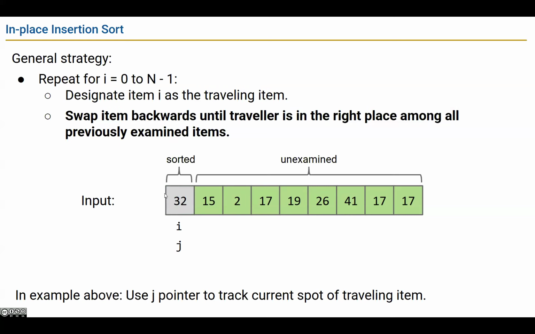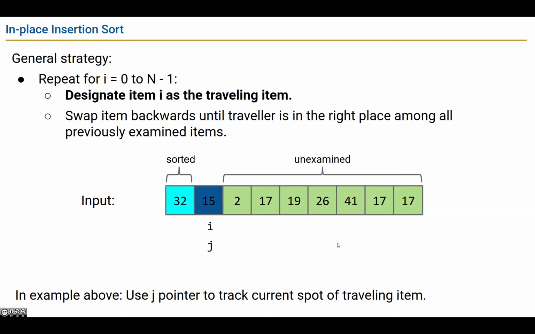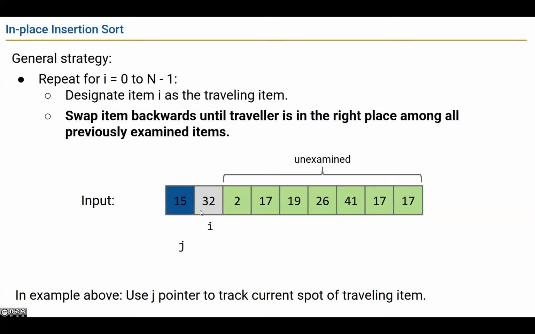It doesn't move. So now we have a sorted portion and an unsorted portion of our list. We'll look at this, 15, and we'll look, where should it go? We'll compare it to the next item. Should 15 swap with 32? Yes, because 15 is less than 32. So we swap it. We'll just keep swapping backwards until the traveler is in the right spot.